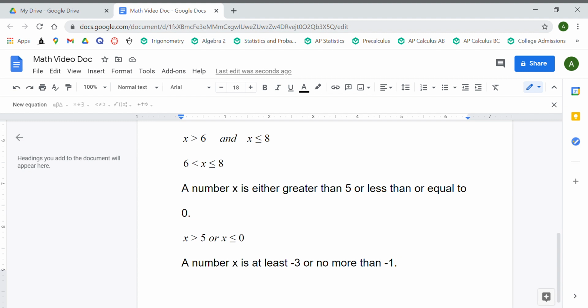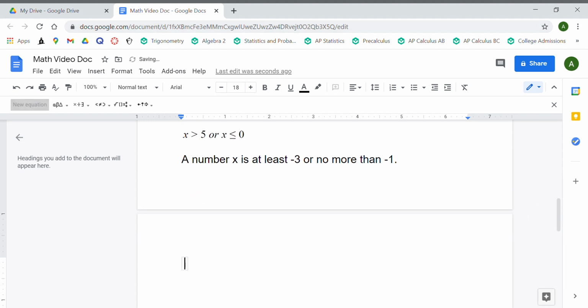Alright, so here we are. We have our number sentence. Let's try and write this out. At least -3 means greater than or equal to -3, or x is less than or equal to -1. Find anything weird about the graph of this? Don't be stumped.